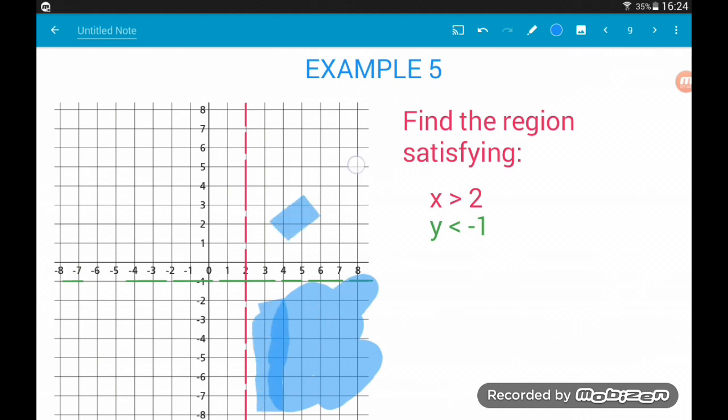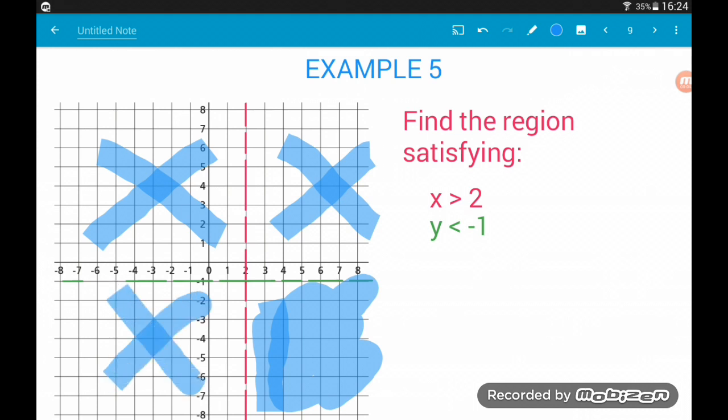We don't want anything up here, because that would be greater than minus 1 in terms of y. We don't want anything over here because that would break both inequalities. x would be less than 2 and y would be greater than minus 1. And we don't want anything down here because again x would be less than 2. So we just want this bottom right region. Cool.